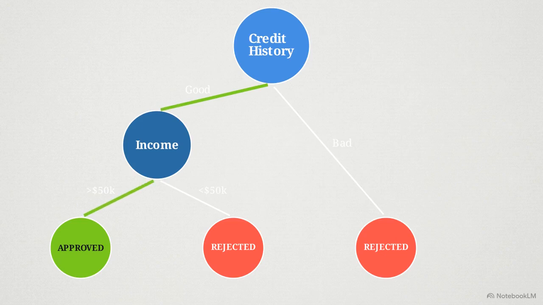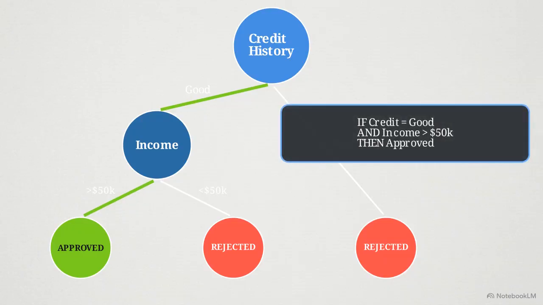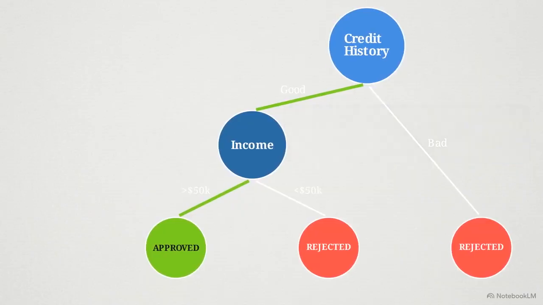By tracing a complete path from the root down to a final leaf node, a physical split translates directly into a concrete logical rule. If credit is good and income is greater than $50,000, then classify as approved.